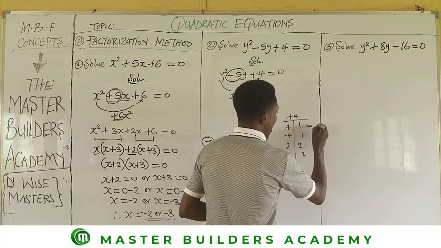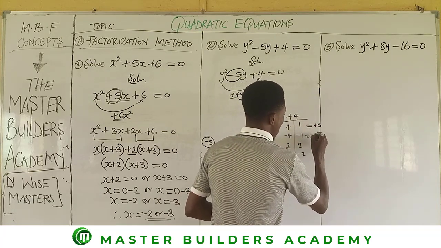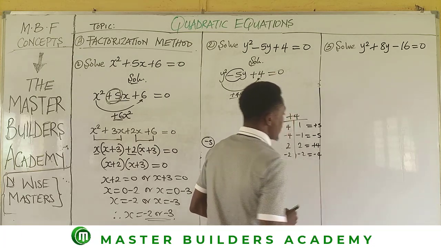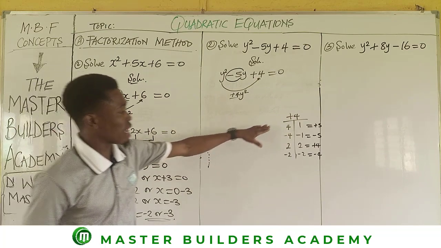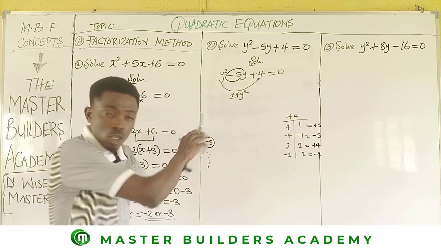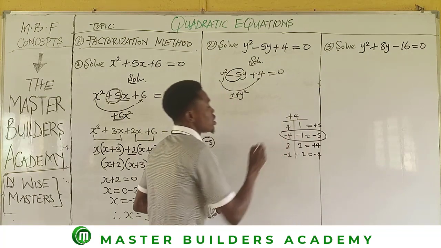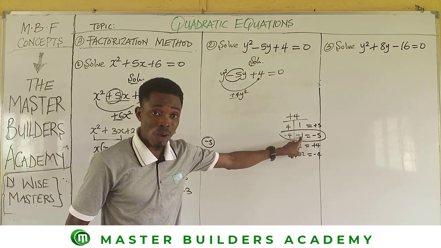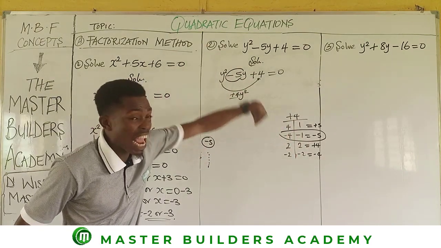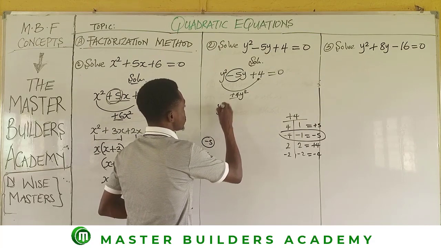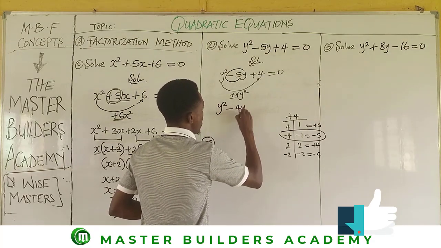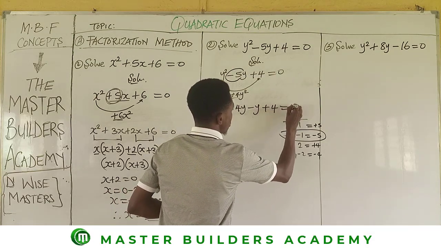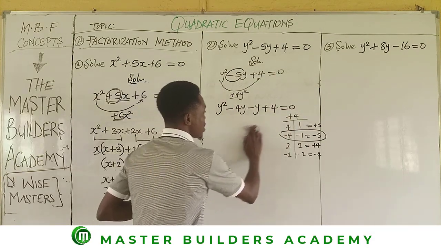So when we add this together, guys, we are going to have plus 5. When we equally add this, we are going to have minus 5. When we add this, we are going to have plus 4. And when we add this, we are going to have minus 4. Now, among these factors that we have here, the one that gave us the coefficient of the middle function is minus 4 and minus 1. That shows that this is minus 4y and this is minus 1y. So in place of minus 5y, we are going to replace it with minus 4y minus 1y, which is y squared minus 4y minus y plus 4 is equal to 0. Guys, hope this is taken.